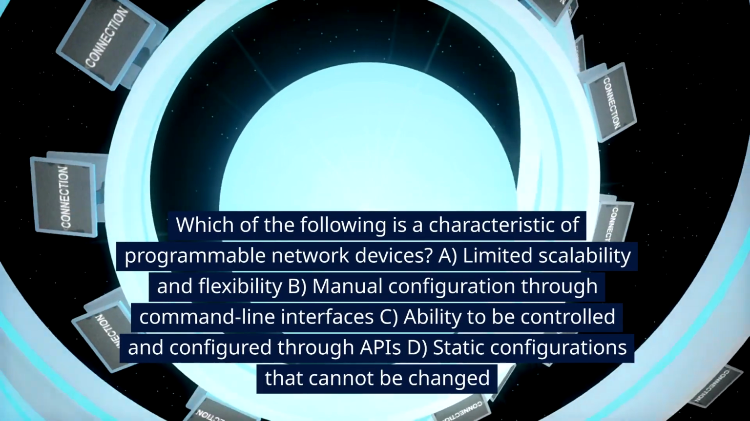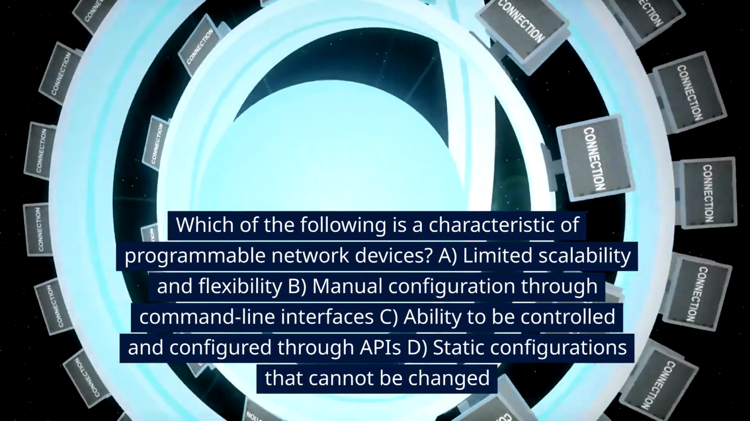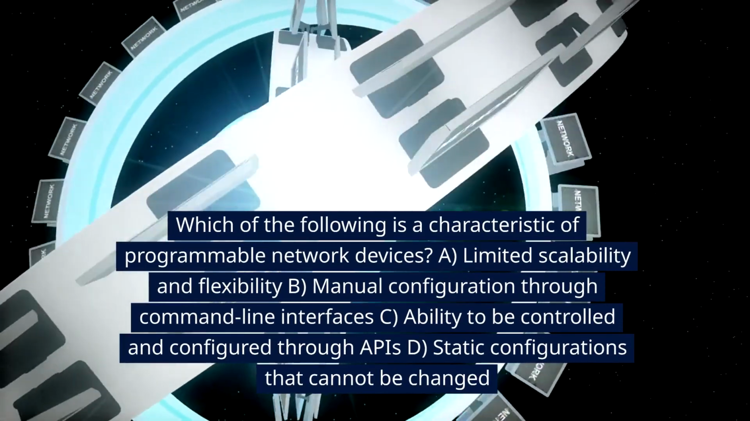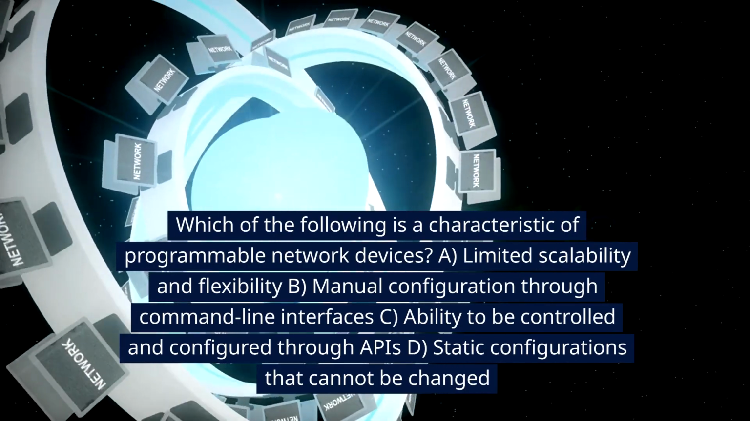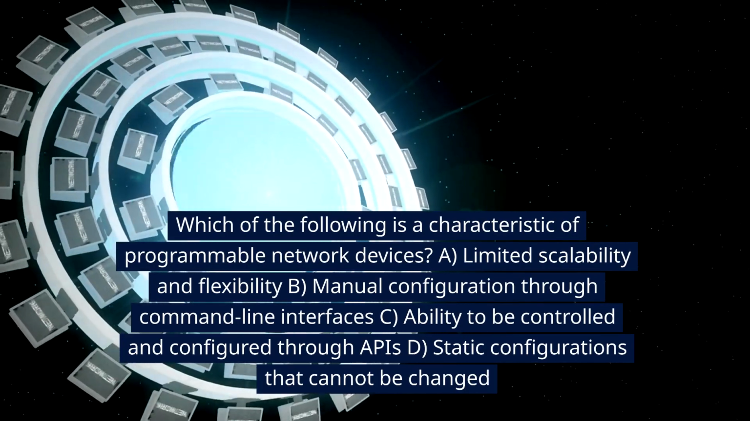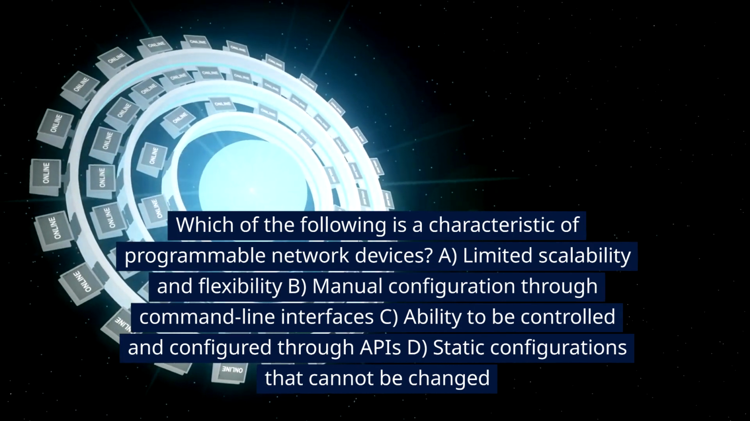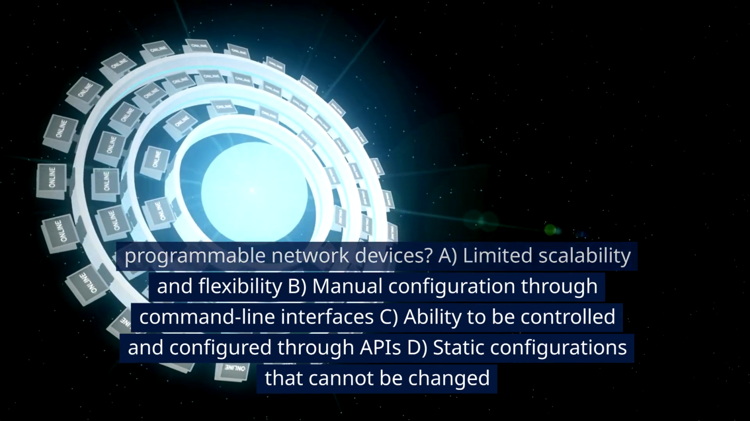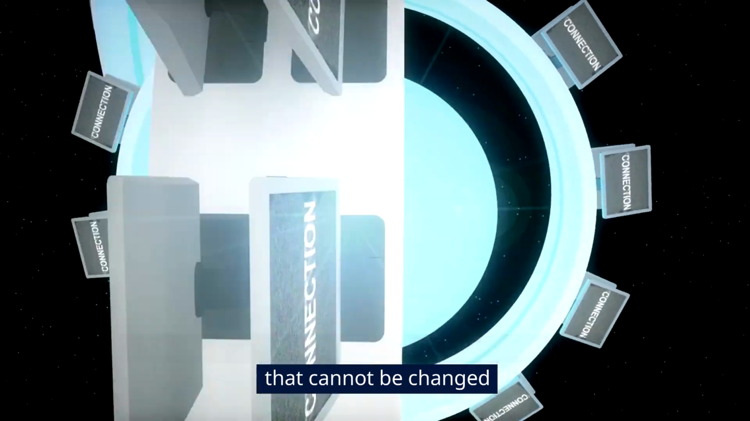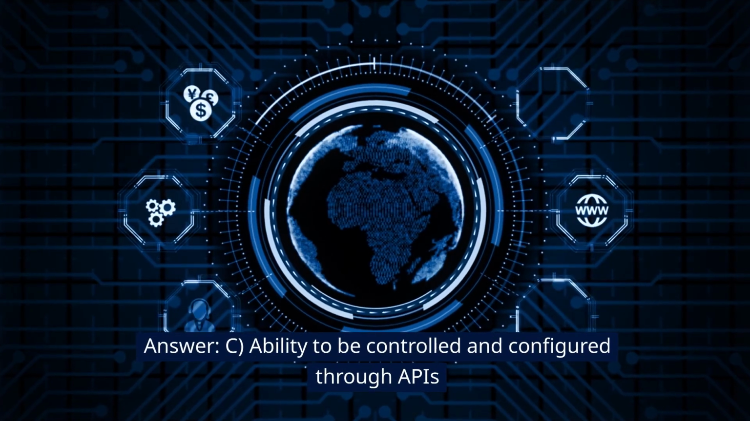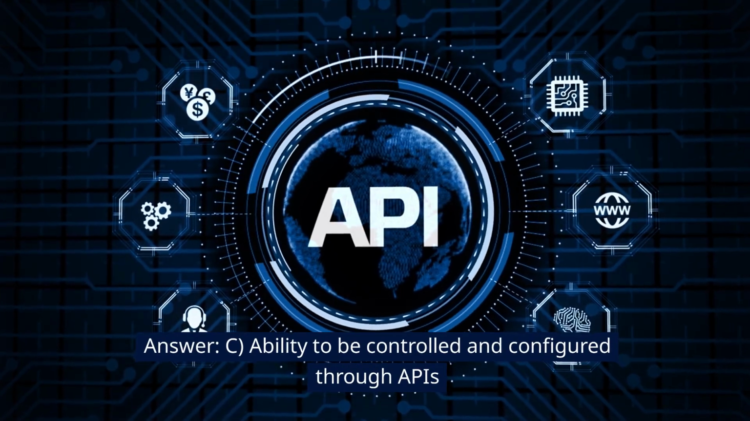Which of the following is a characteristic of programmable network devices? A. Limited scalability and flexibility. B. Manual configuration through command line interfaces. C. Ability to be controlled and configured through APIs. D. Static configurations that cannot be changed. Answer: C. Ability to be controlled and configured through APIs.